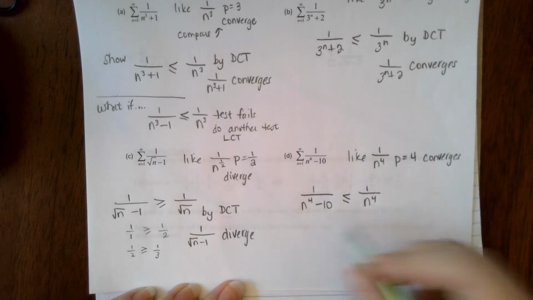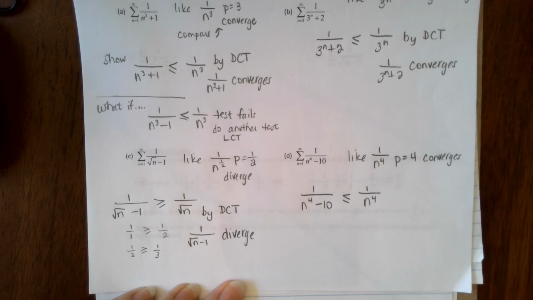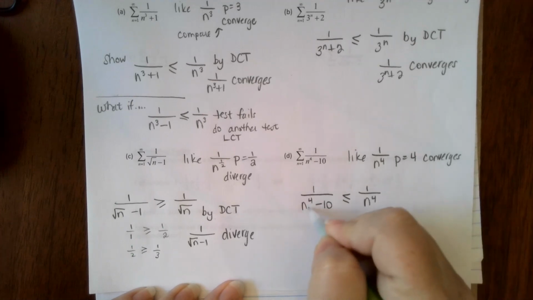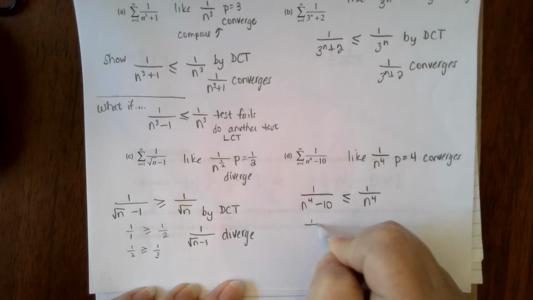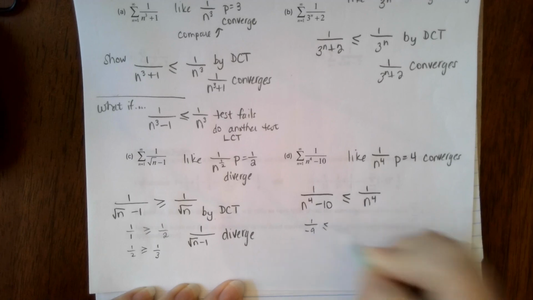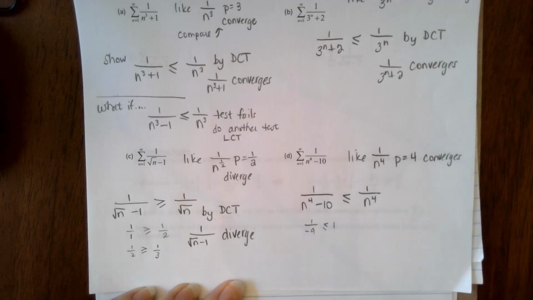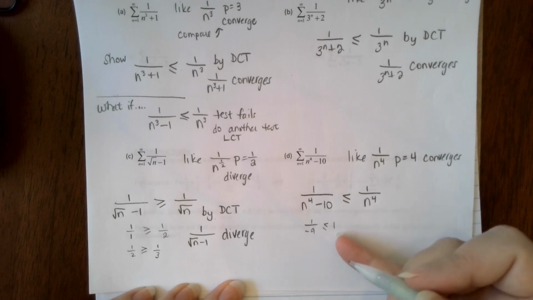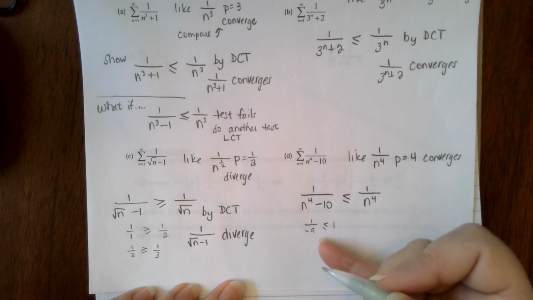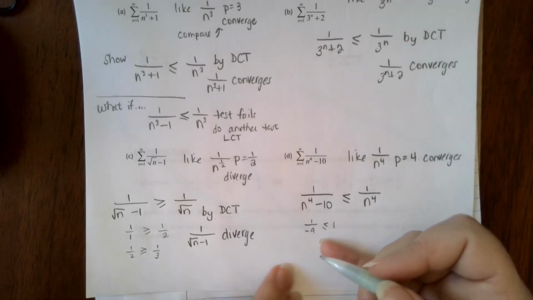Now, n to the 4th. You can go ahead and plug in a 1. A 1 is probably the easiest because 1 to the 4th is 1. So you get 1 over negative 9 is less than or equal to 1. Well, 1 is bigger than negative 1 over 9.